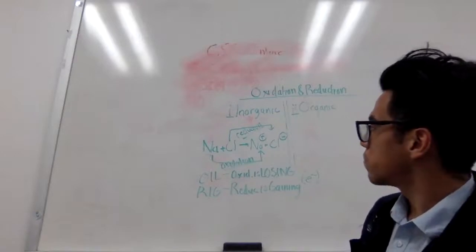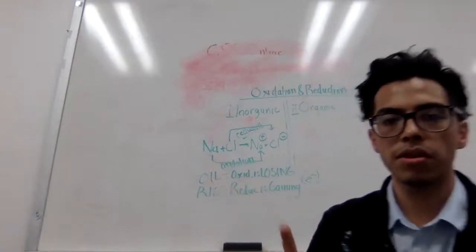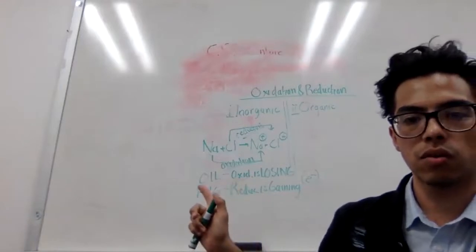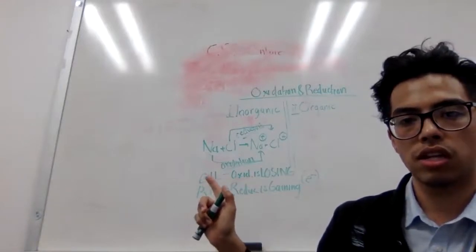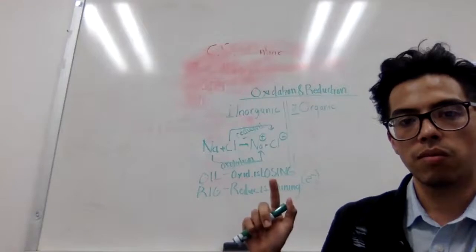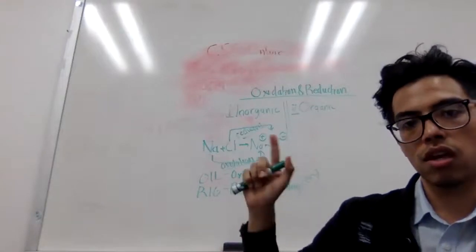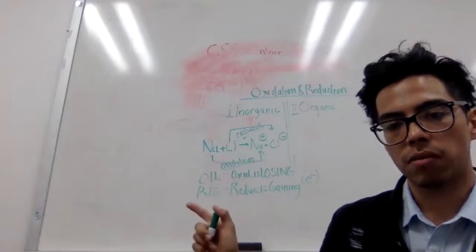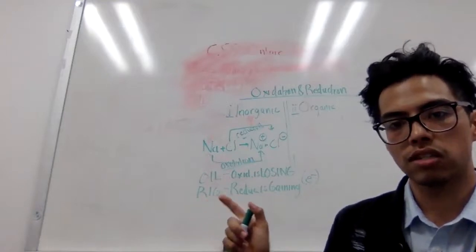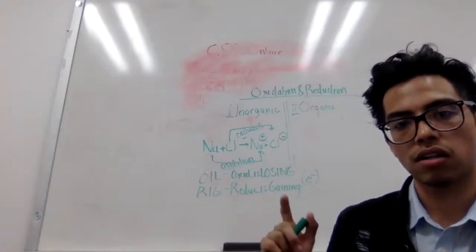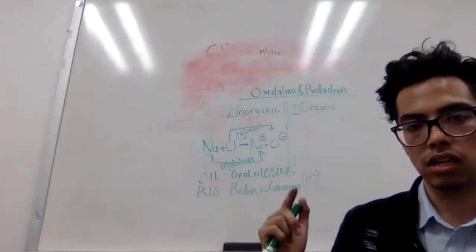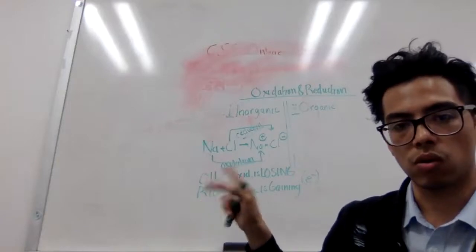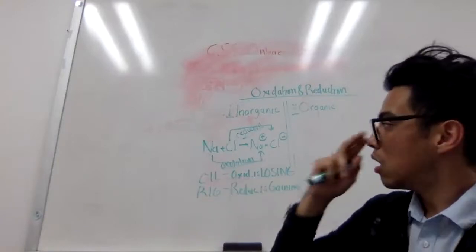So in that sense, a simple way to remember this, and I'm sure you know this from your chemistry classes, is OIL RIG. OIL stands for oxidation is losing. And what is it losing? It's losing electrons in the inorganic sense. Now, the second part, RIG, is reduction is gaining. What is it gaining? It's gaining electrons. So a good way to remember which process is gaining or losing electrons is OIL RIG.